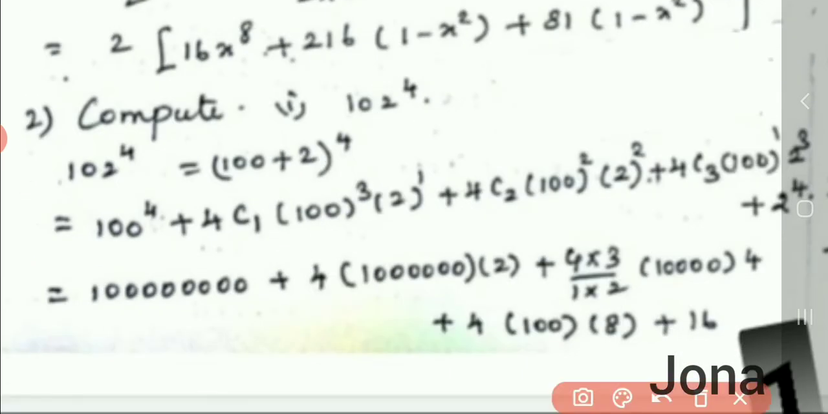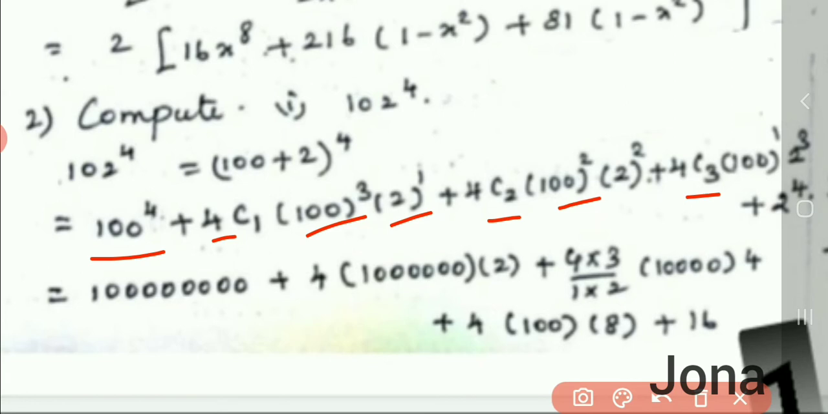Second problem, compute 102⁴. This 102 can be split into 100 plus 2. So, (100+2)⁴. Here x is 100, a is 2 and n is 4. Instead of x we want to substitute 100. So, 100⁴ plus, n is 4, 4C1 x³ into a¹, 4C2 100² 2² plus 4C3 100¹ 2³ plus 2⁴.